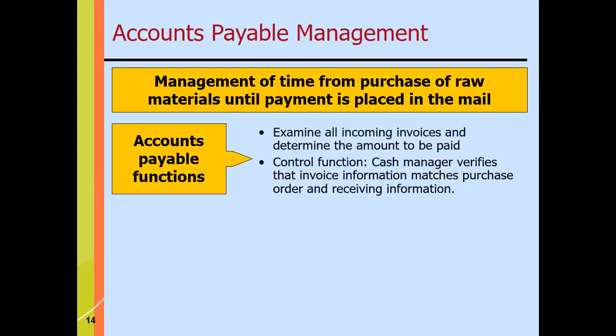So for AP functions, we have to examine all incoming invoices and determine the amount to be paid. As a rule, though, we should make sure that we are able to pay on time to avoid other unnecessary costs and to avail of any discounts as much as possible. For control function, meaning to control the AP, the cash manager verifies that invoice information matches purchase order and receiving information.